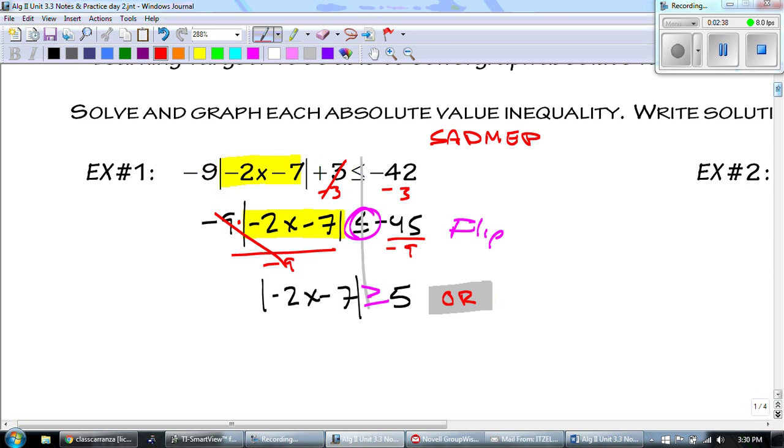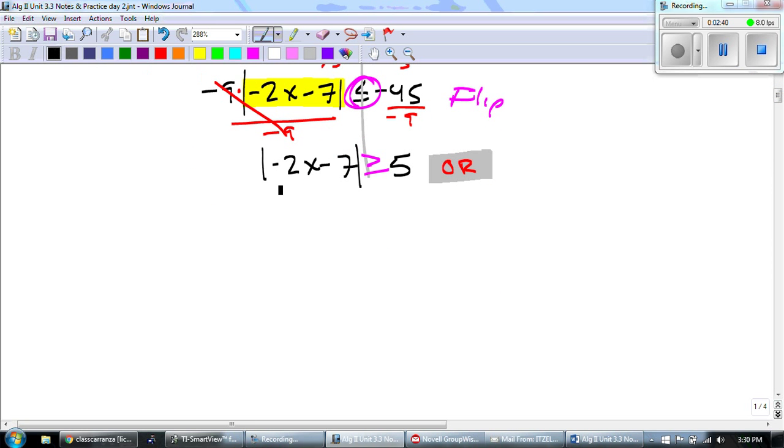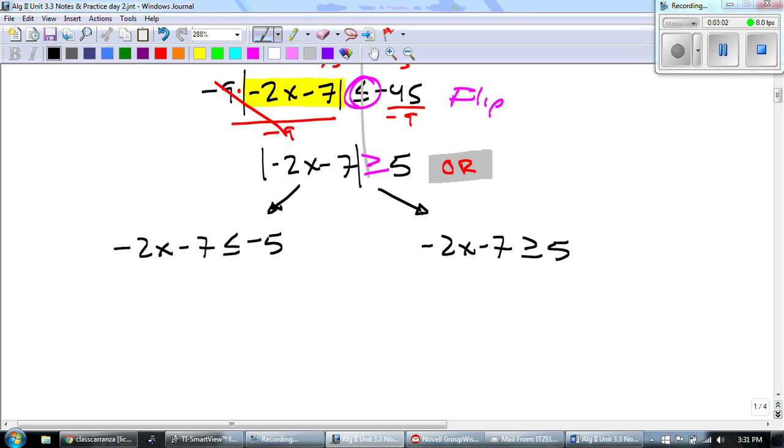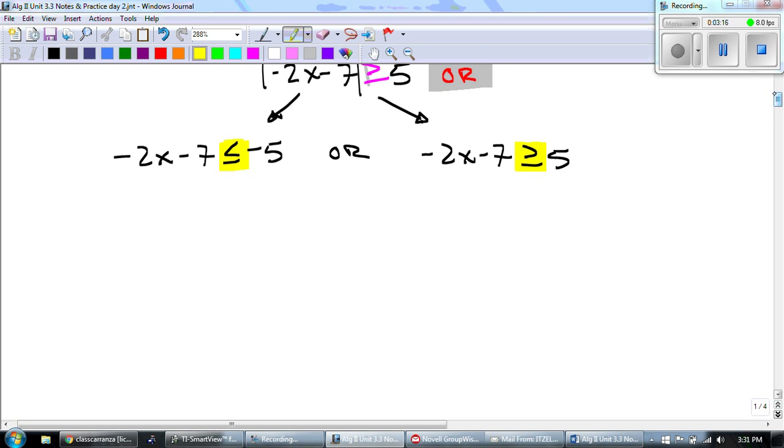Okay? So when we have an or, we need to break it down into our 2. All right? So we have -2x minus 7, -2x minus 7. One is the same, it's greater than or equal to 5. But the other one, we need to switch it because it's less than or equal to -5. Okay? And there's our break. Remember that both of these have to be in opposite directions. Okay? And now we solve them.